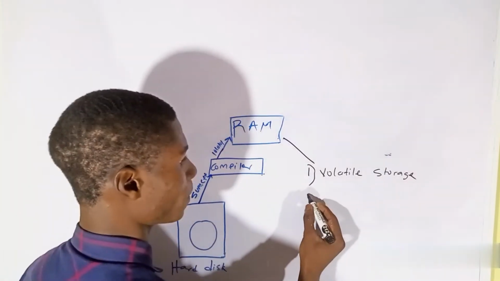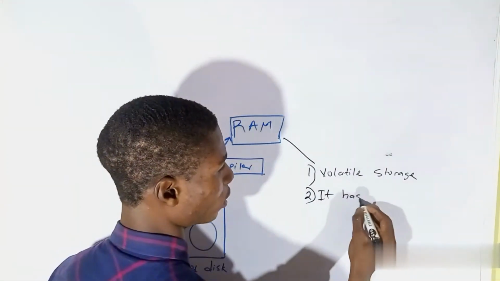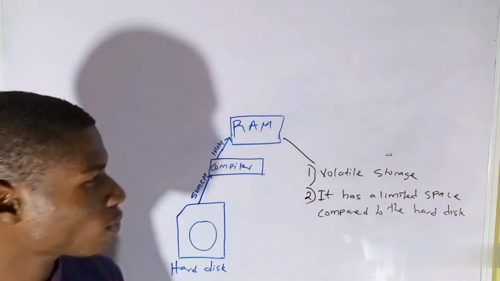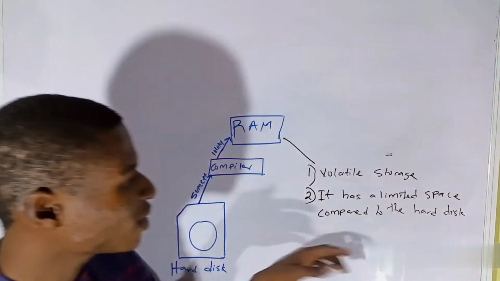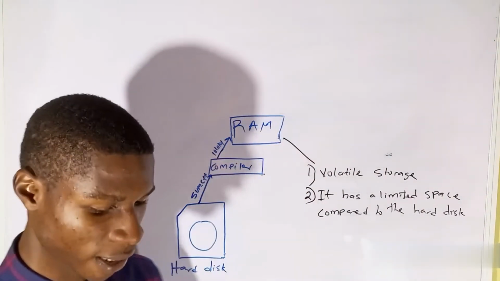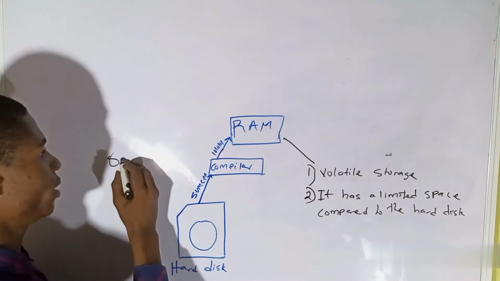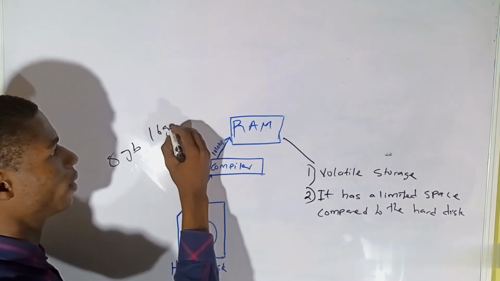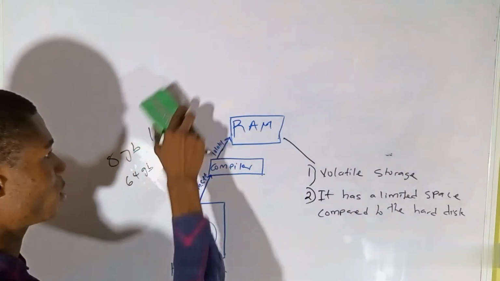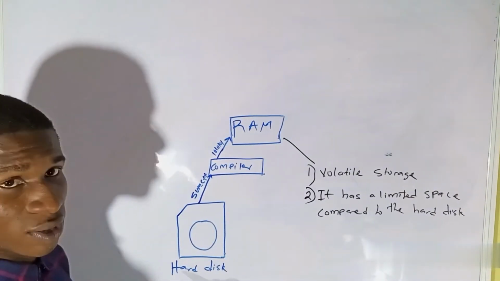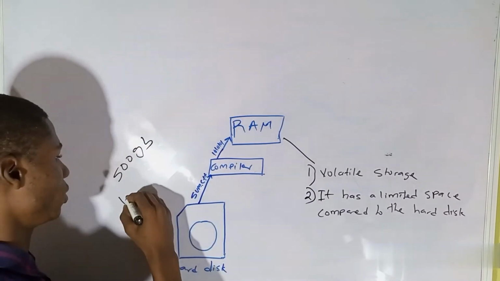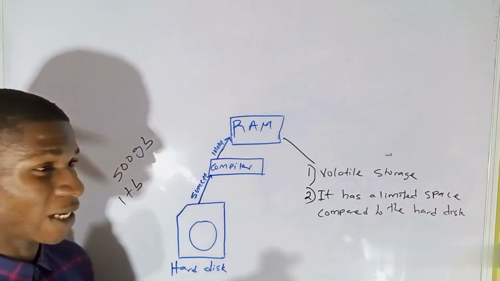The second property is that the RAM always has limited space compared to the hard disk. So the RAM can be like 8 gigabytes, 16 gigabytes, probably 64 gigabytes. That's basically your RAM. But your hard disk can be as large as 500 gigabytes or 1 terabyte. So it can be so large.